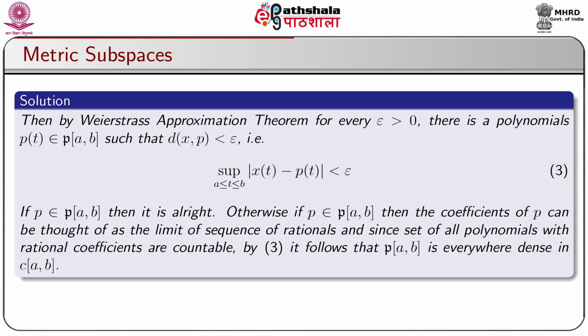Otherwise, if p does not belong to 𝒫[a,b], then the coefficients of p can be thought of as the limit of a sequence of rationals, because we know that every real number can be taken as the limit of a sequence of rationals. And since the set of all polynomials with rational coefficients is countable by 3, it follows that 𝒫[a,b] is everywhere dense in C[a,b].